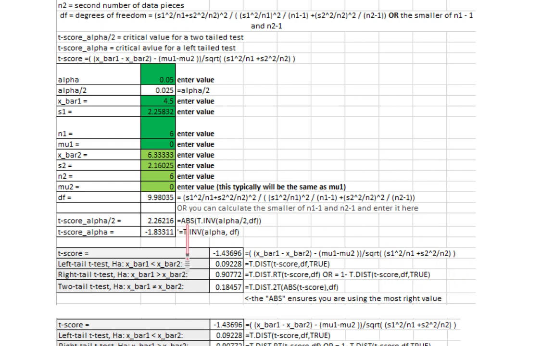Again, anytime I have capital letters, that means I am grabbing the Excel function. Anything that is lowercase means I am actually grabbing the cell that has that. So when this says alpha divided by 2, I am grabbing the cell that has alpha divided by 2. And then I'm grabbing the cell that has the degrees of freedom. Same thing here, I do the t-distribution two-tail. Make sure you put in the absolute value so you're choosing the most right value, because the t-distribution two-tail requires you to grab the most right value.